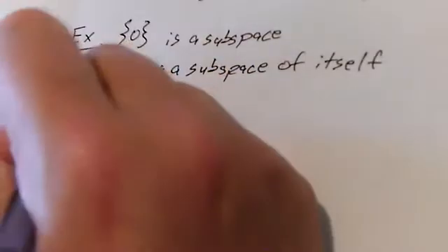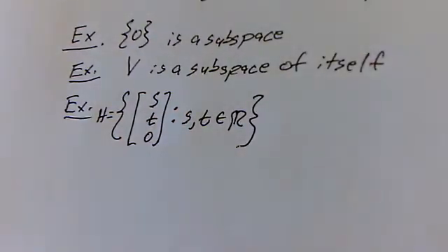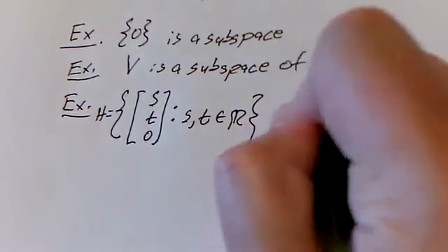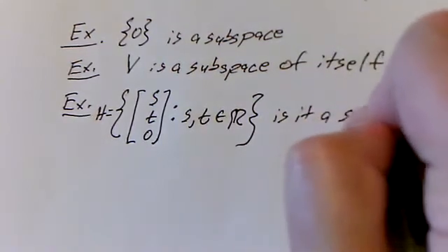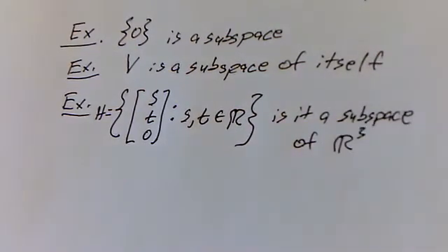All right, let's look at another here. This subspace H, or possible subspace H, is vectors of this form, where S and T are real numbers. So it's S, T, and 0, where S and T are real numbers. So H would be a possible subspace. Is it a subspace of R3?